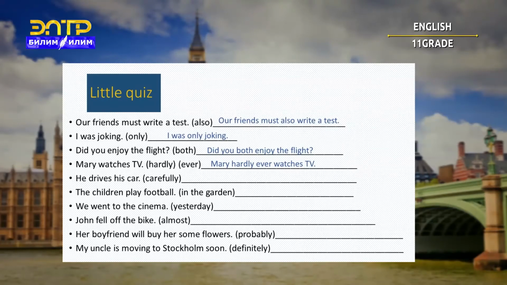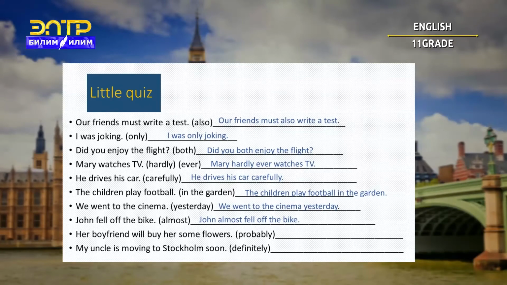Next, he drives his car. The right answer is he drives his car carefully. The children play football. The right answer is the children play football in the garden. Next, we went to the cinema. And the right answer, yes, you're right. We went to the cinema yesterday. John fell off the bike. And the right answer, John almost fell off the bike.